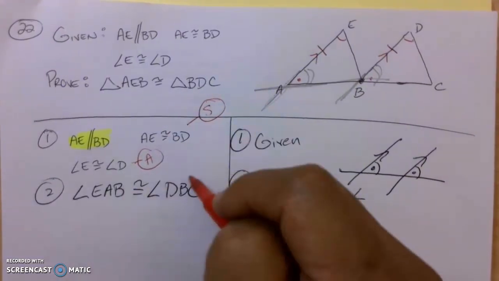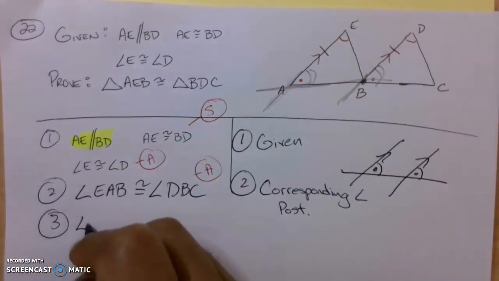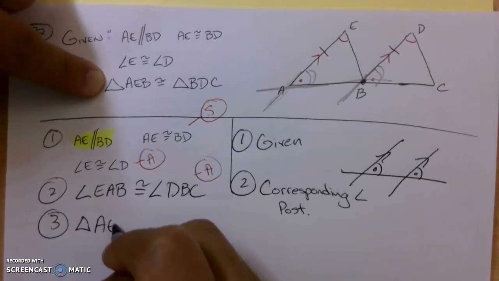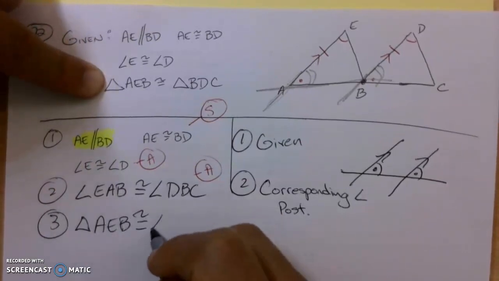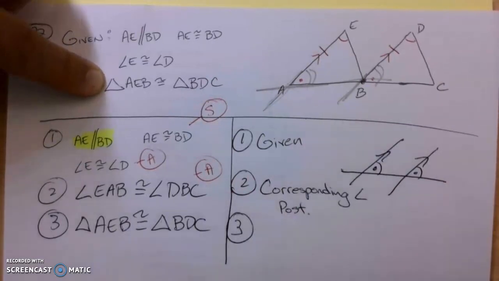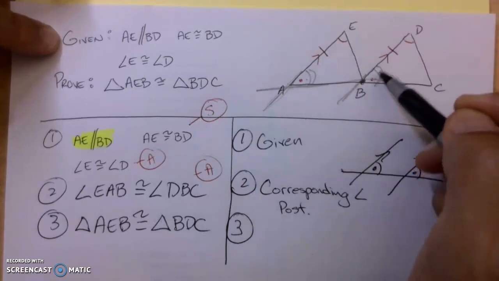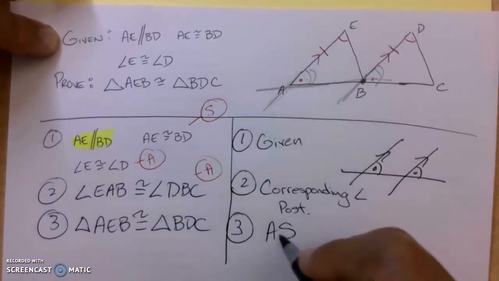Now, that gives me another angle, and now I should be able to say that the 2 triangles are equal. So right with the proof, triangle AEB is congruent to triangle BDC, and it's going to be side, angle, side, or angle, side, angle, or angle, angle, side. One of these guys.